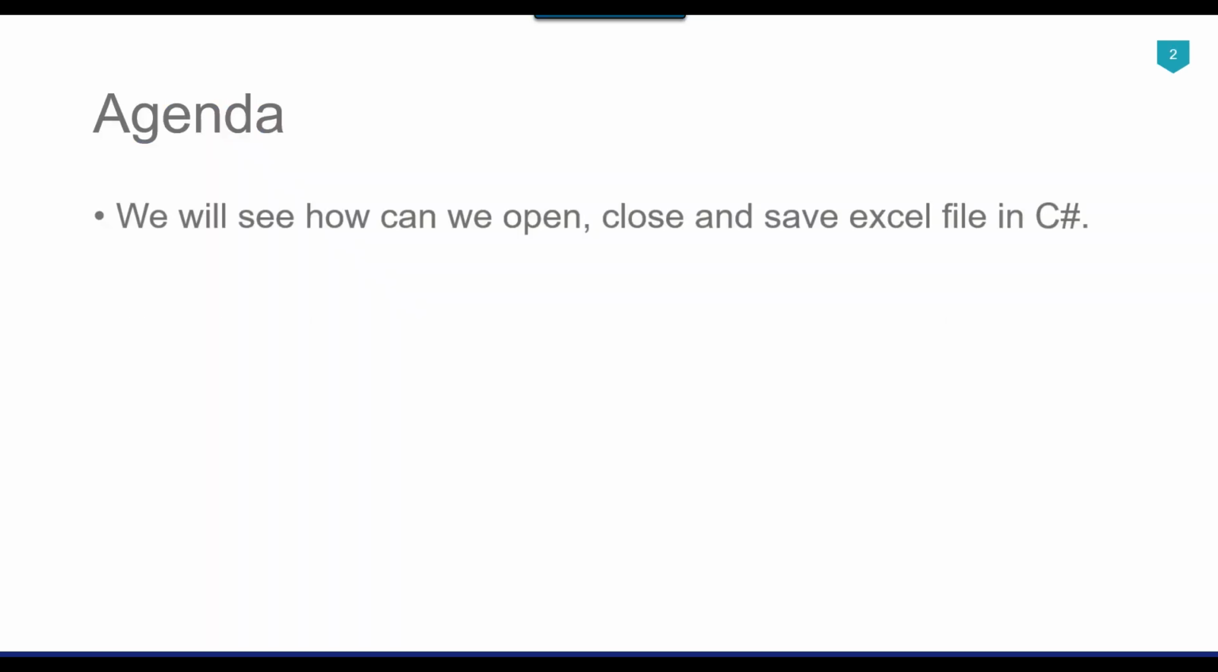So the agenda of today's video tutorial is that we will see how we can open an Excel file, then close the Excel file and save the Excel file. After running the process, the last modified date and the create date of the Excel file should be the current date time. So without wasting further time, we jump to the demo.